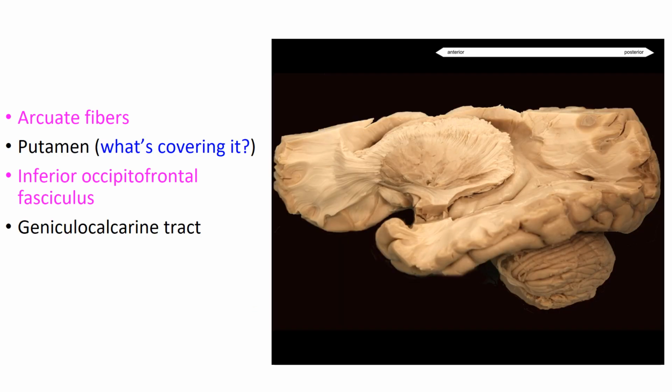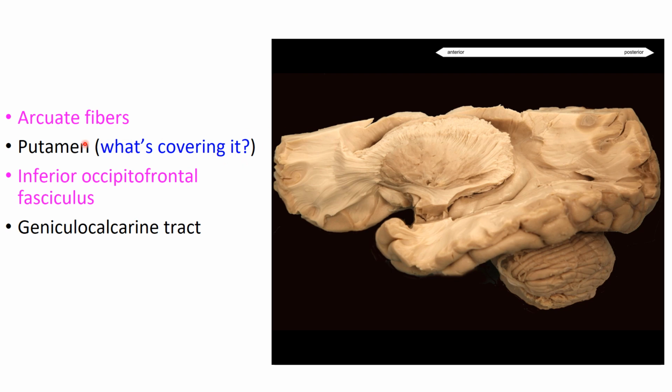Okay, now again, this is a deeper dissection. You are now looking at the putamen and the fibers that are overlying the putamen. So what fibers overlie the putamen? If you think back, this is going to be our external capsule. Our external capsule is a projection tract because it is taking information from the cortex and then sending it somewhere else. So that is going to be a projection tract.